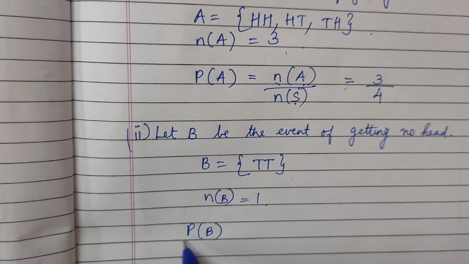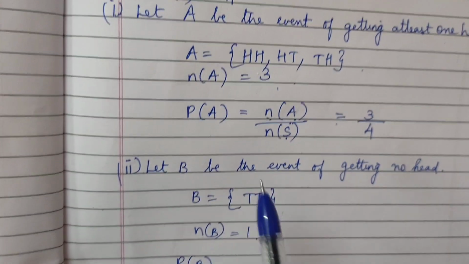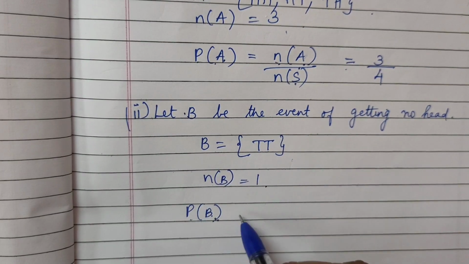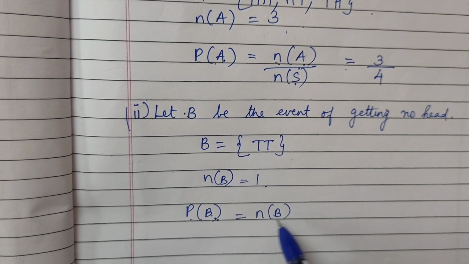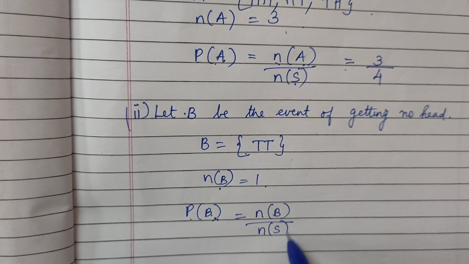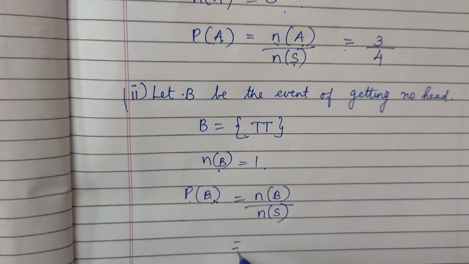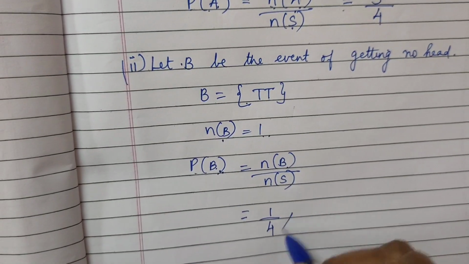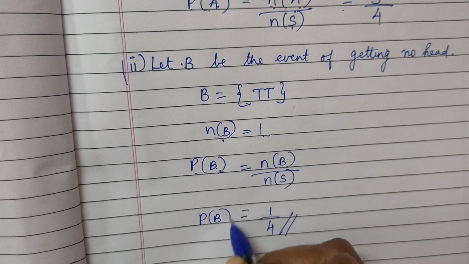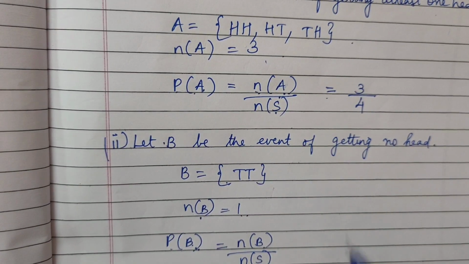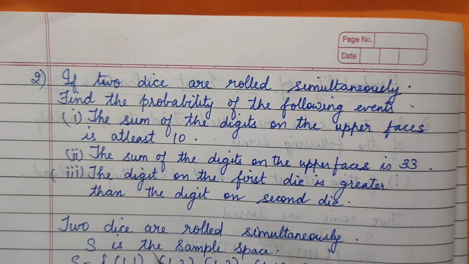Once we got it, can we put a formula? P of B, that is the probability for the event B. If it is for the event A, we write P of A. Here the probability for the event B is n of B, that is the number of sample points in the B event, upon the number of sample space, all the possibilities. n of B is 1, and n of S is what we have written? 4. So we got P of B as 1 upon 4. So this is the method to find the probability. Let's see the second question.